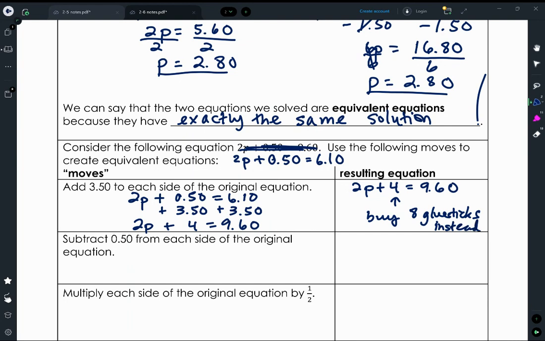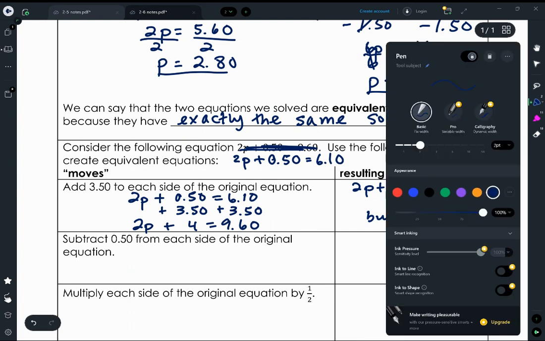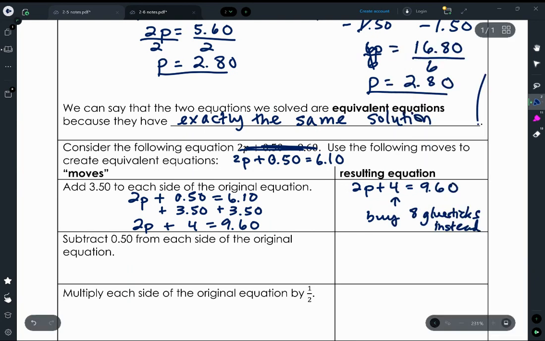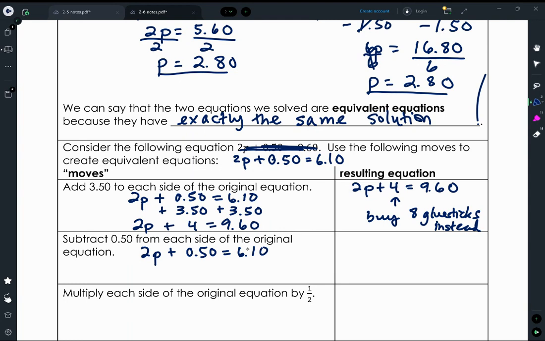All right, next one. Subtract 50 cents from the original equation. So if I am subtracting 50 cents from each side, what is my resulting equation going to be? Well, I'd have 2p plus 0.50 equals 6.10, and I want to subtract 50 cents on both sides. So let's think about what would happen. That would be 2p equals $5.60. So this would be like our cost with no glue sticks.